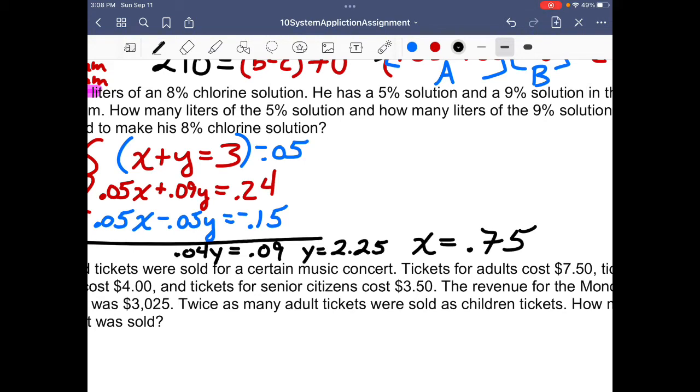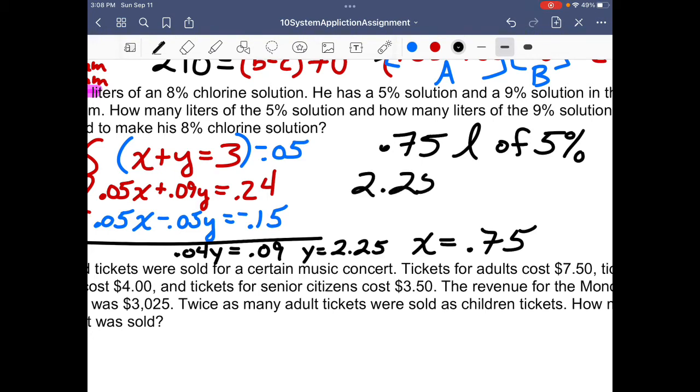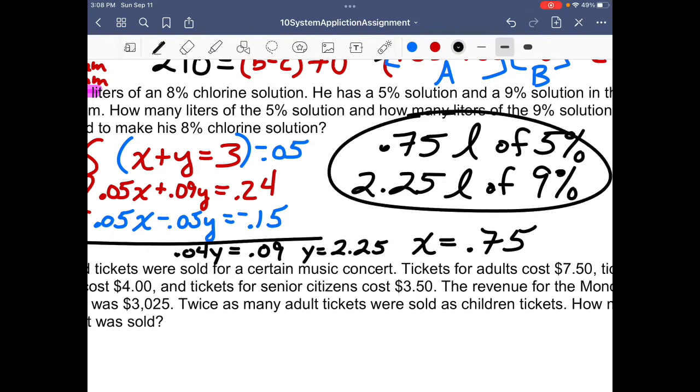Once I get my first answer, I know that both of them have to add to 3, or I could just plug it back into this equation and get the same thing. Now, when you're doing a word problem, you really should label your answers. So, I did label as x, but even better, I could say 0.75 liter of the 5%, and then 225 liters of the 9%. So I can get a little bit more of a label to my answer, just to make sure that I'm sure that I'm right.